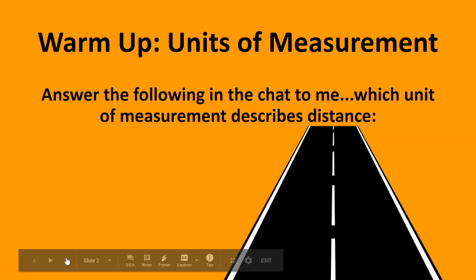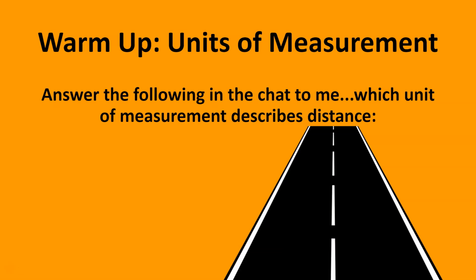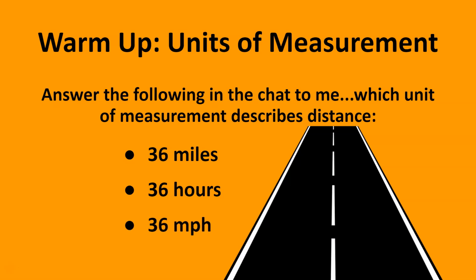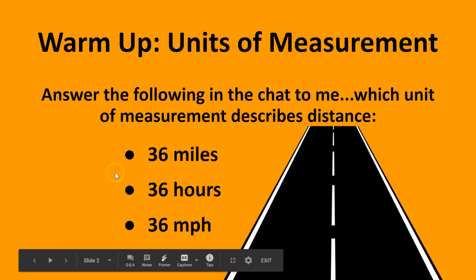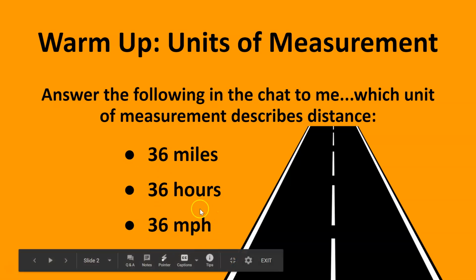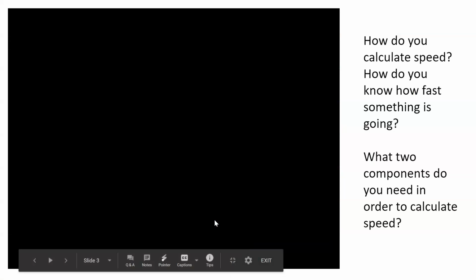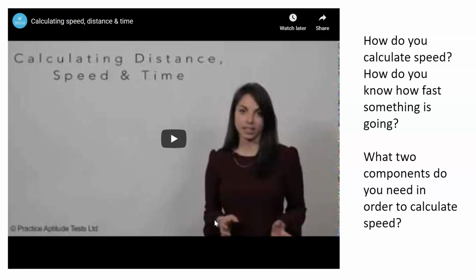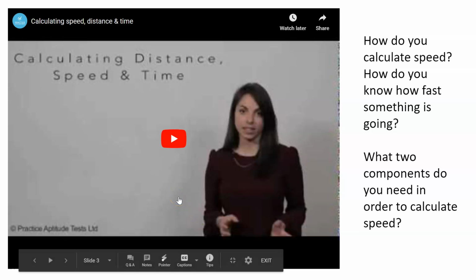Okay, so a quick warm-up that we did in class. We had discussed units of measurement last week. So which of the following describes distance? Is it 36 miles, 36 hours, or 36 miles per hour? So hopefully in your head you chose 36 miles, because yes, that is distance. 36 hours is time. And 36 miles per hour, distance over time, is speed. And that's important to know as we move into calculating distance, speed, and time.